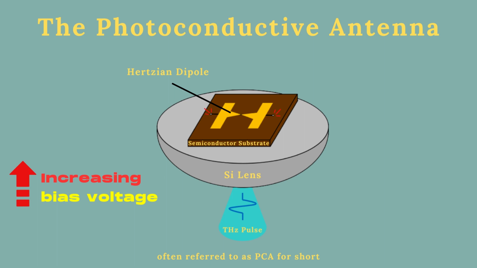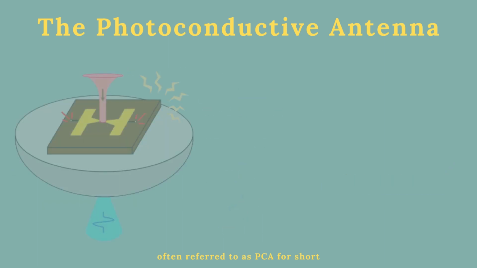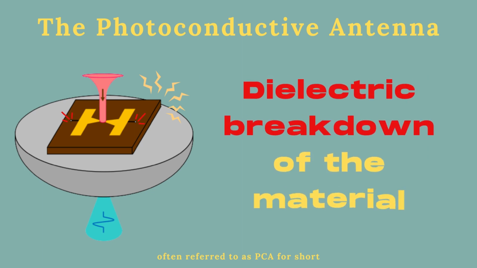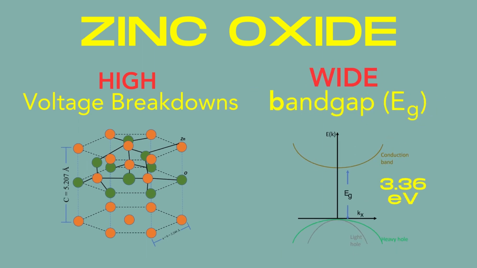To improve emission, increasing certain parameters is effective. However, this approach is restricted by the material's dielectric breakdown and risks PCA damage. Zinc oxide's properties such as high voltage breakdown and wide bandgap make it ideal for high power applications.